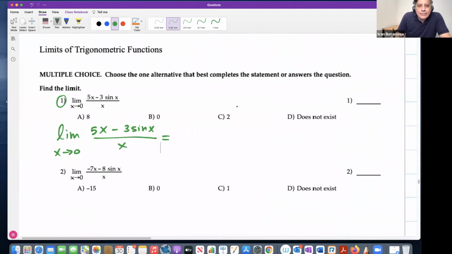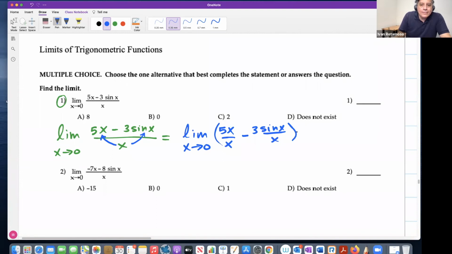How can I deal with this? Well, I know that the limit of sine of x over x when x approaches 0 is 1, right? So somehow I should try to put this x together with this sine of x, and then this can divide this other term this way. Isn't it true that this is just equal to the limit of 5x over x minus 3 sine x over x, right? Distribute the division by x.